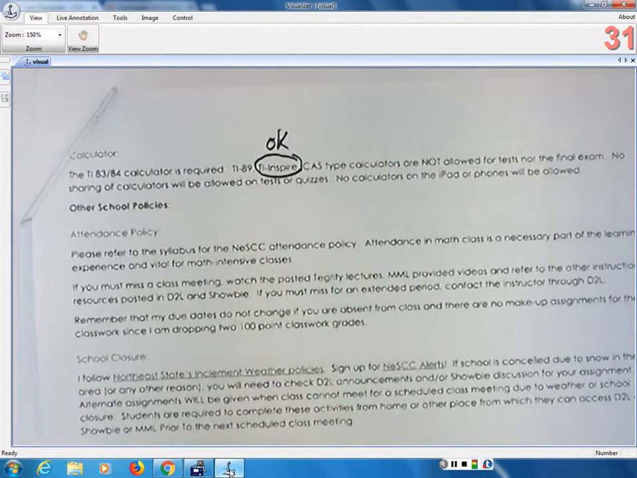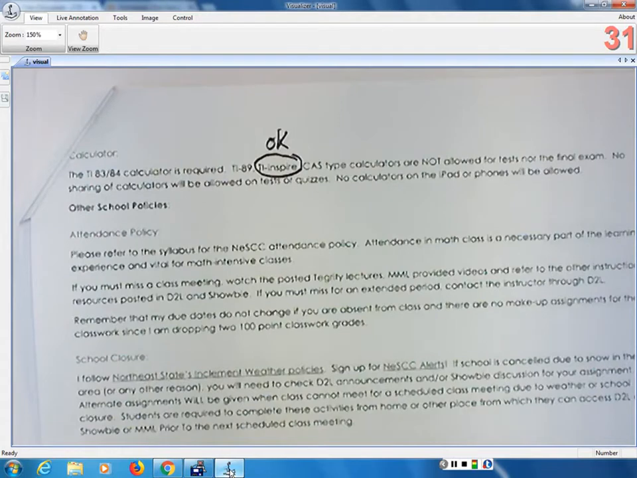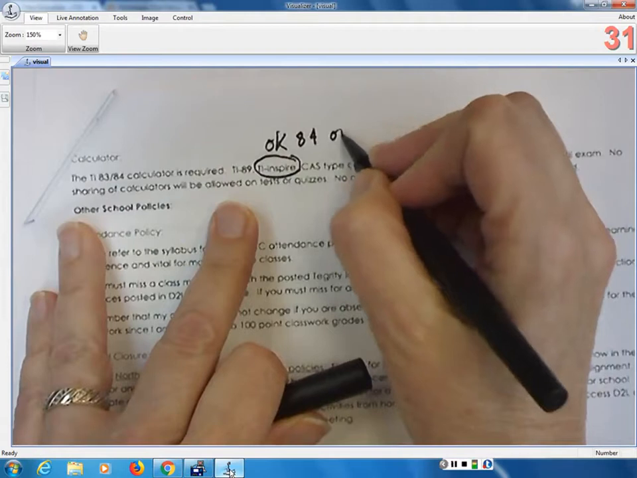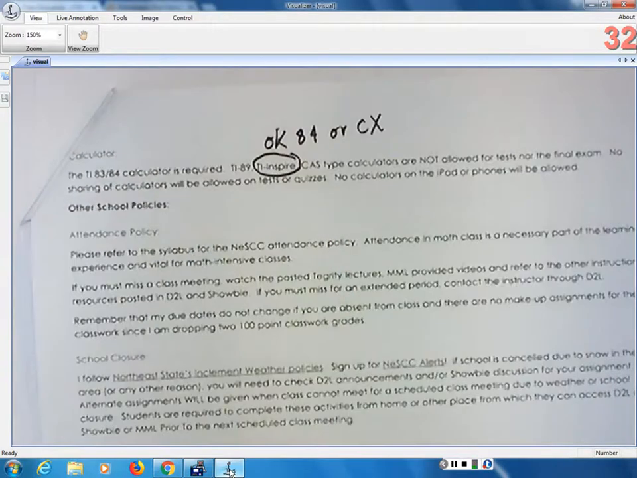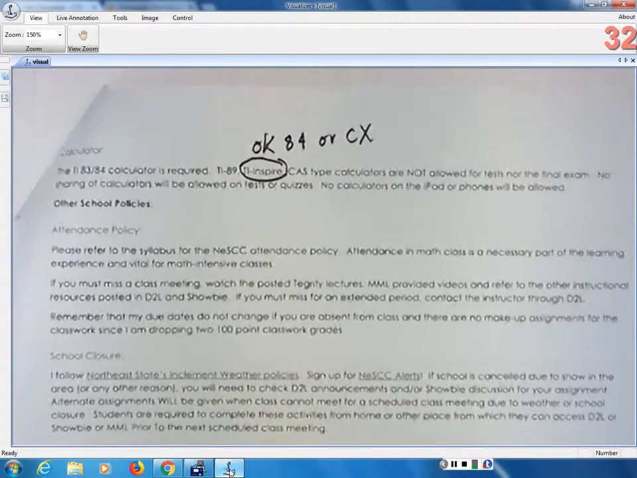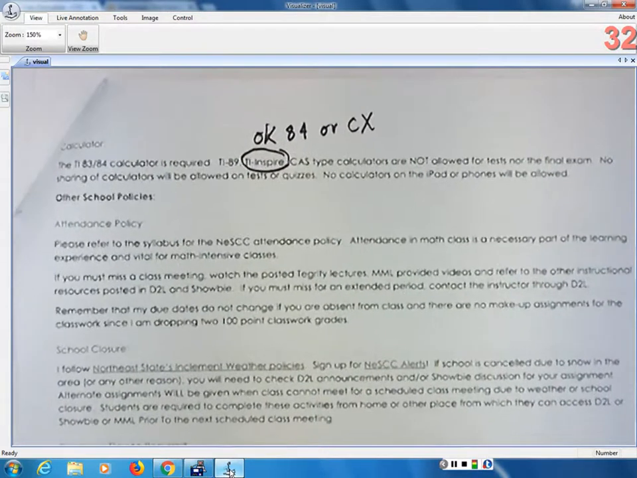It said on the main syllabus that you could use the TI-Inspire 84 or CX. Okay? So the main syllabus says that, but the rest of them are not.